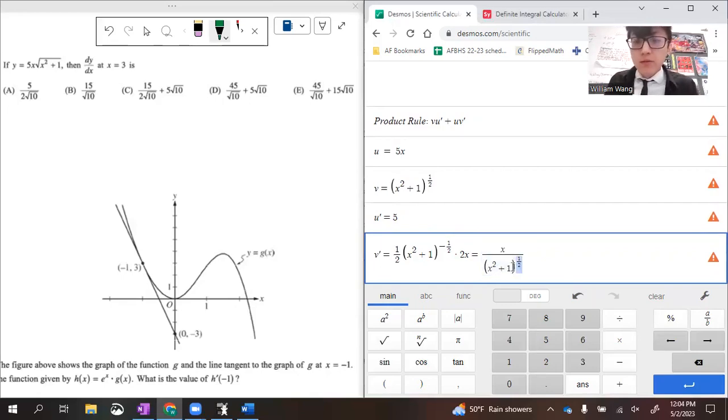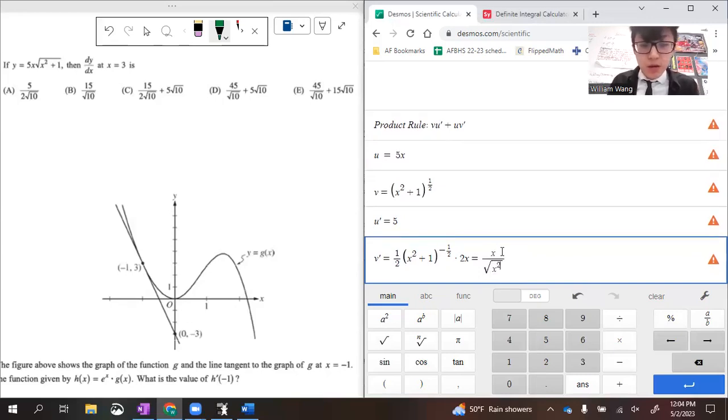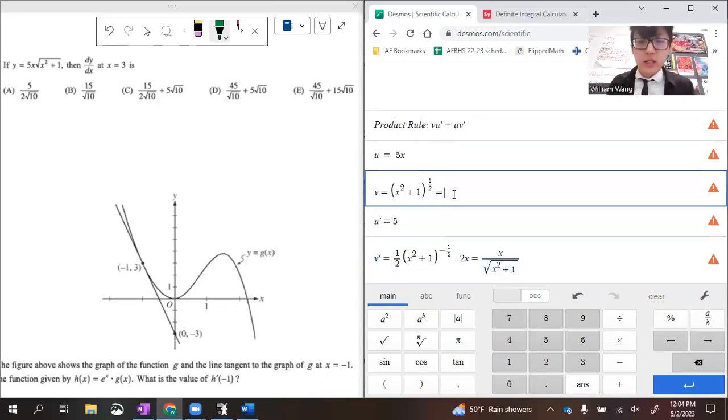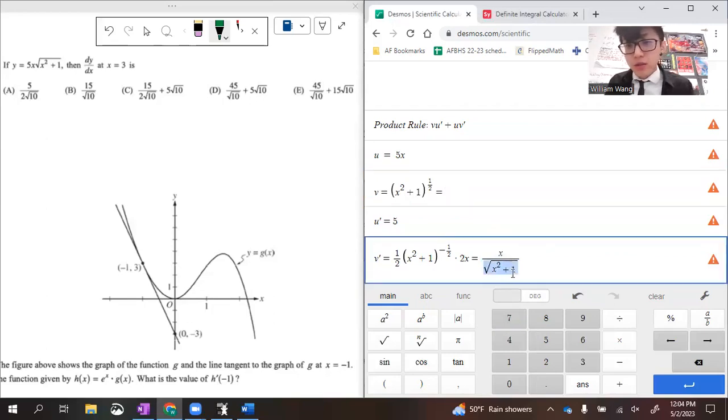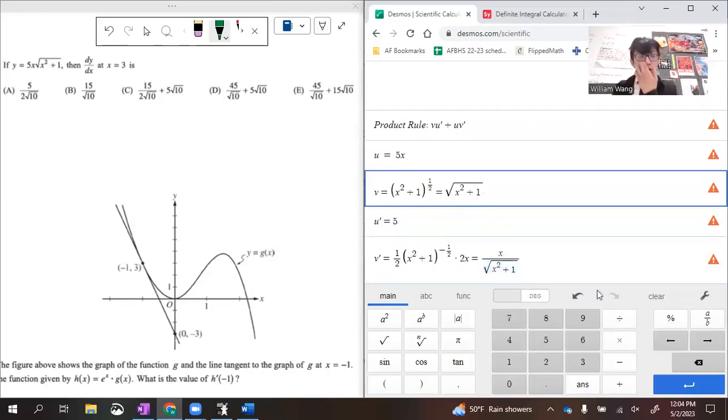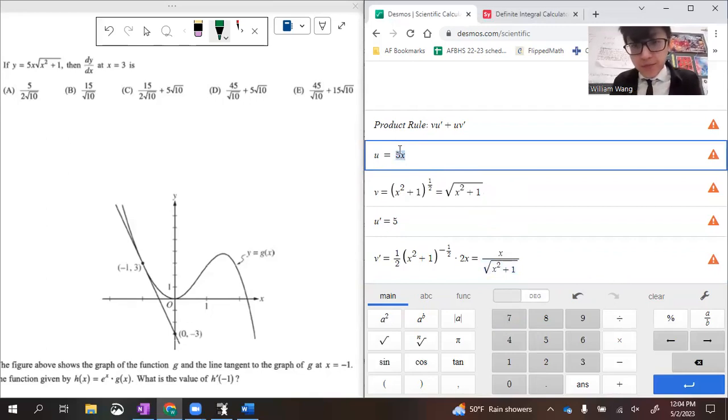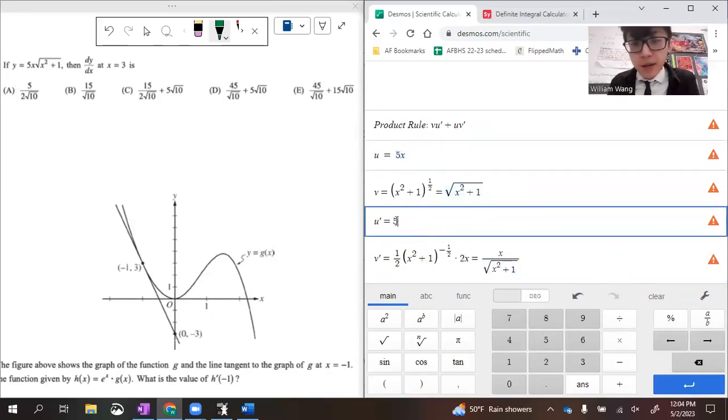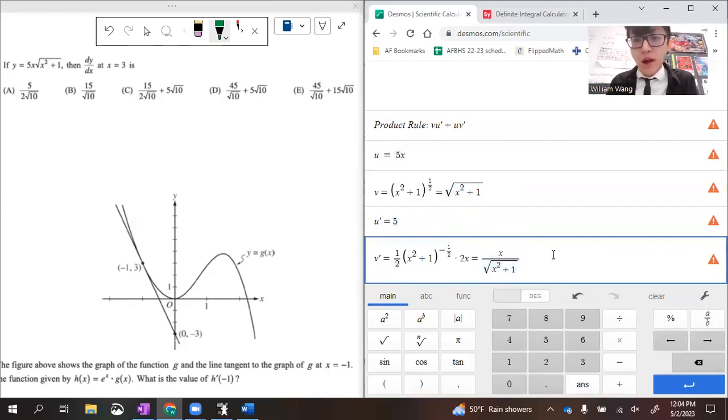Additionally, something to the 1/2 power is the same as the square root. So square root of x squared plus 1. So this v prime is fully simplified if I want to write it in square root form. And actually, I'll go back and write this in square root form as well. All right, so I have my u, I have my v, I have my u prime, and I have my v prime when I fully simplify everything.